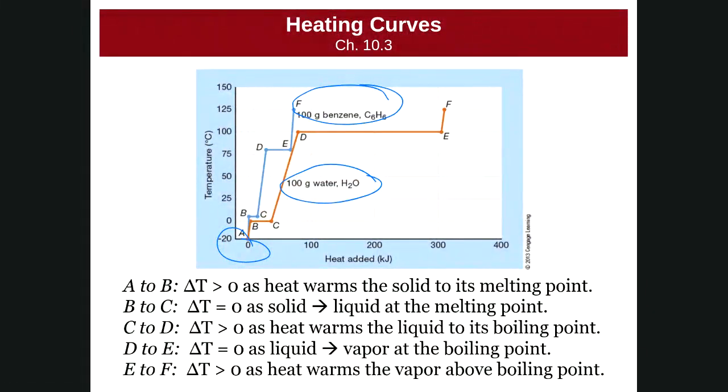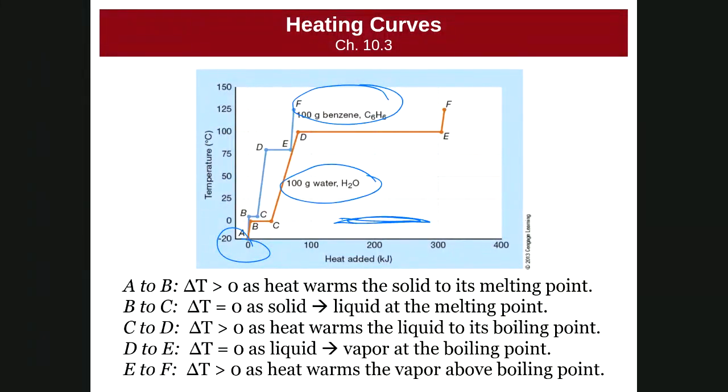So that's point A. Between point A and point B, we are increasing the temperature. The heat is warming the solid up to its melting point. The melting point is given by this line. It's right at 0 for water and a little bit above 0 for benzene. So where the line goes horizontal is the melting point. So that first horizontal line is the melting point of the liquid.